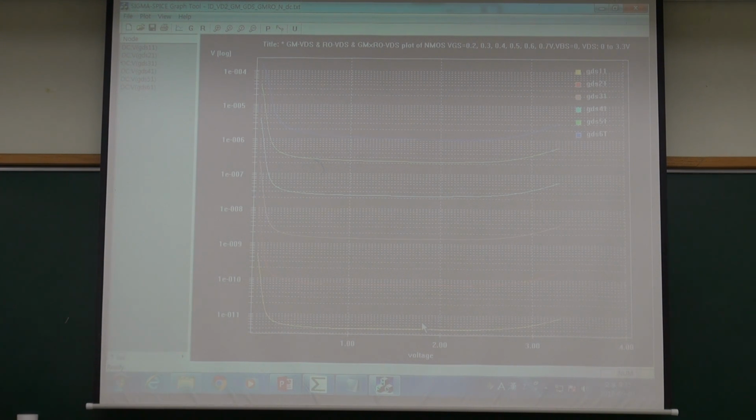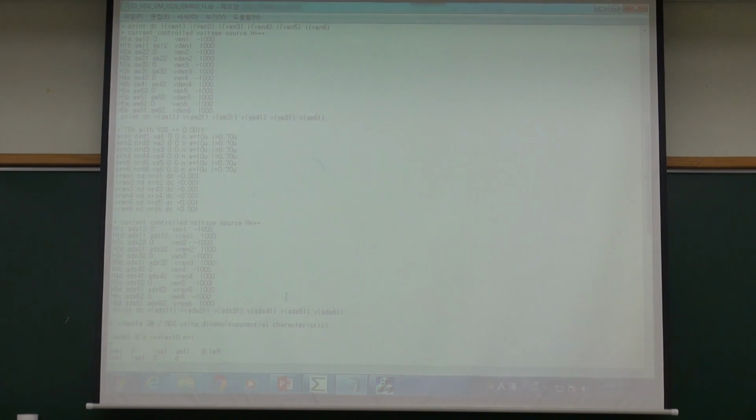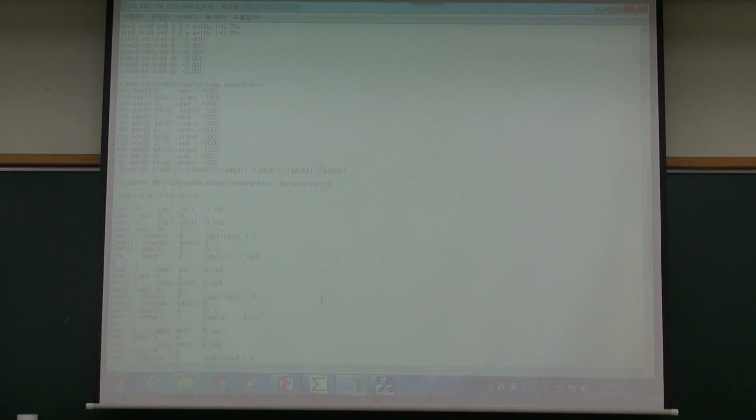Okay, let's try to calculate GM divided by GDS. That's my GMRO, which is my intrinsic voltage gain. So how can I do that? I used some trick. Let's see what kind of trick it is. Oh, I use a diode. Until now I have just a subtraction, I1 minus I2, right? But now I want to divide GM by GDS.